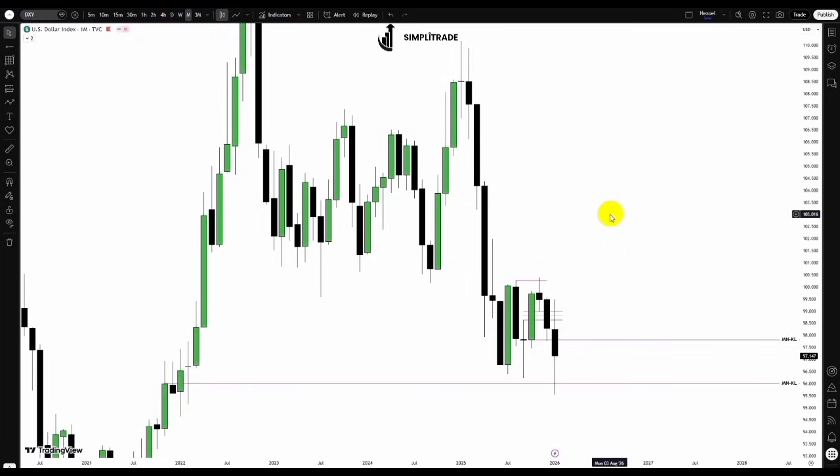So we're going to be looking at the weekly market forecast for the coming week, and we are starting off from dollar index. Next week we're heading into a new month, which is going to be the month of February. So we're going to start from the monthly time frame, and this is the dollar index.